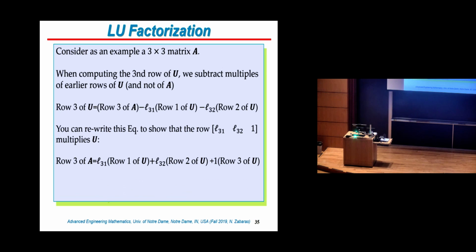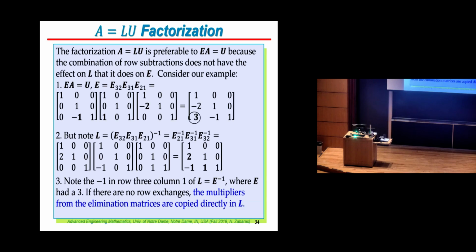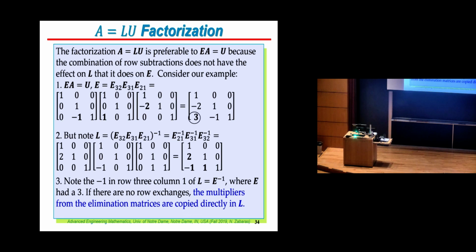The bottom line that I want you to remember and never forget is that when you look at these inverses of the elimination matrices, and you multiply them and compute this matrix L, it's basically the unit matrix with the multipliers directly below the diagonal. So if you know the multipliers, you can immediately write down what L is.